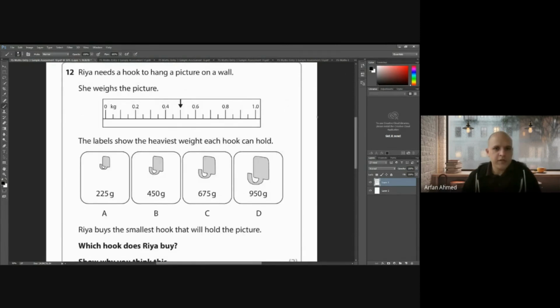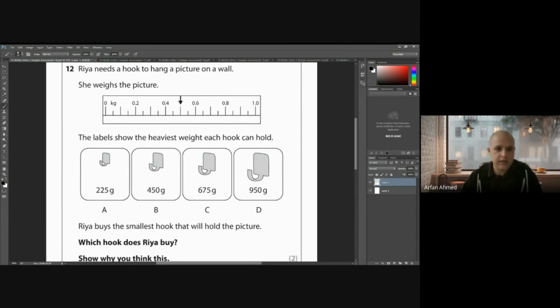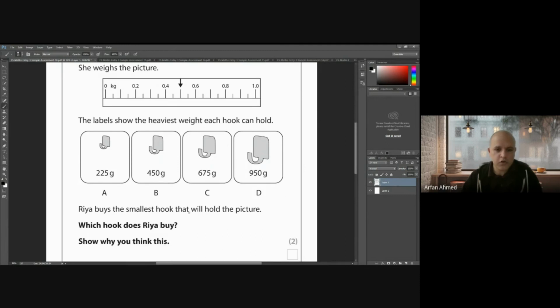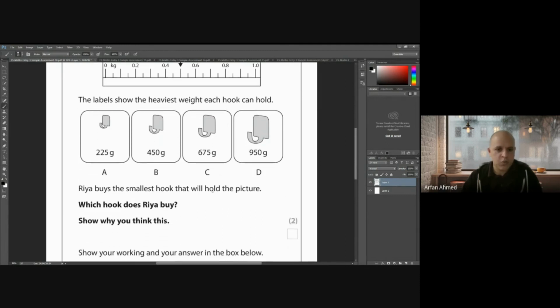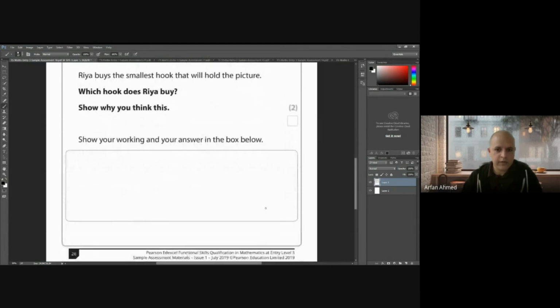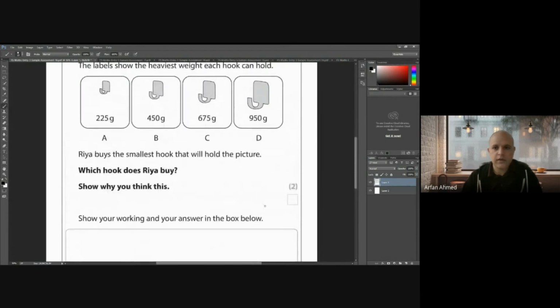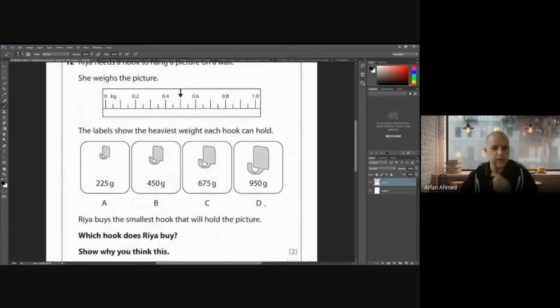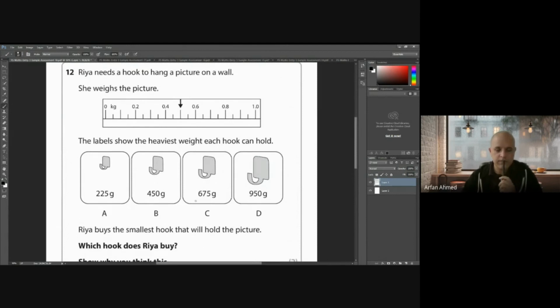Question 12. Rhea needs a hook to hang a picture on a wall. She weighs the picture. The labels show the heaviest weight each hook can hold. So A can hold that much, B can hold that much, and so on. Rhea buys the smallest hook that will hold the picture. Which hook does Rhea buy? Show why you think this, and write your answer. There are 2 marks. Okay, so she needs the smallest one.